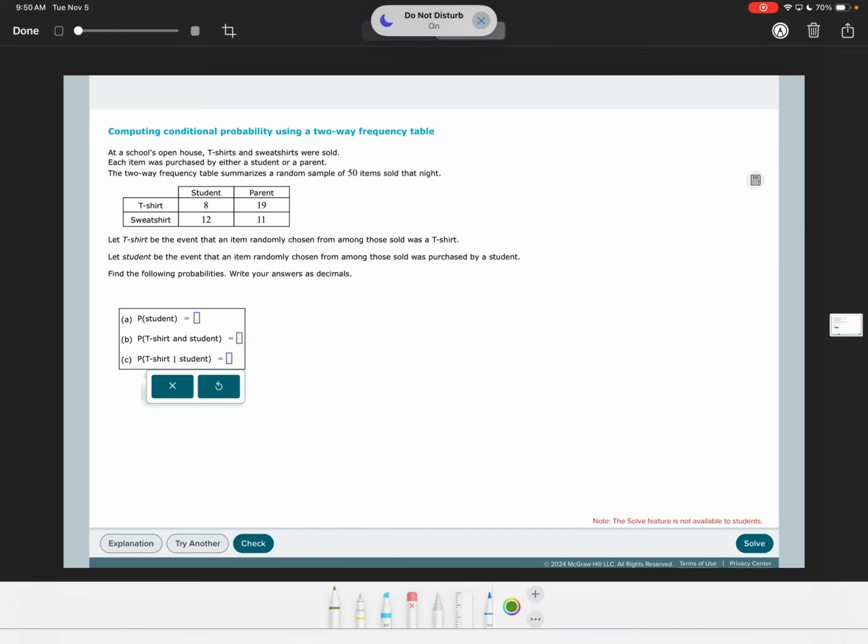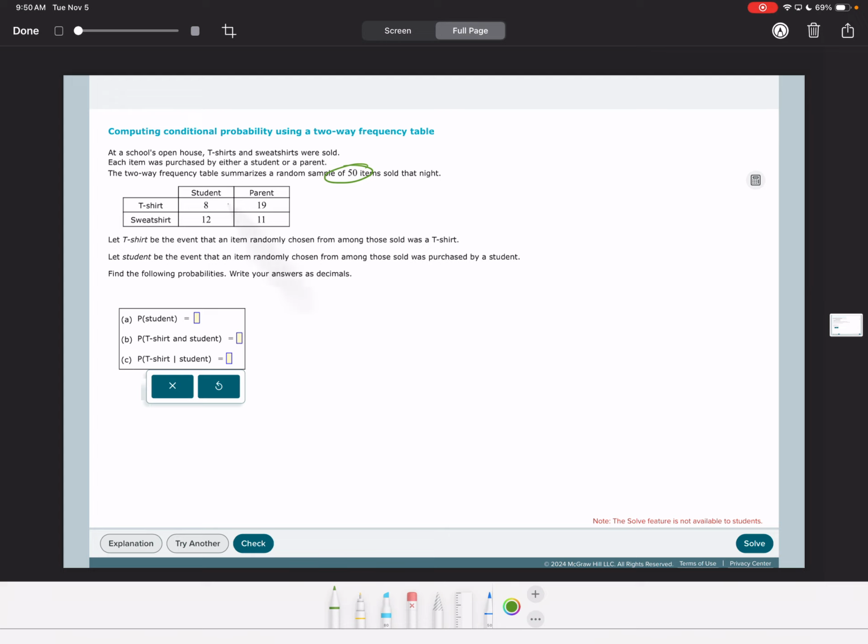Computing conditional probability with this table. So you're at a school's open house and t-shirts and sweatshirts are being sold and you have 50 total. So it's always nice to see the 50 there. The one thing this chart doesn't give you is a total for each row and each column. So I'm going to go ahead and write those so we have them.